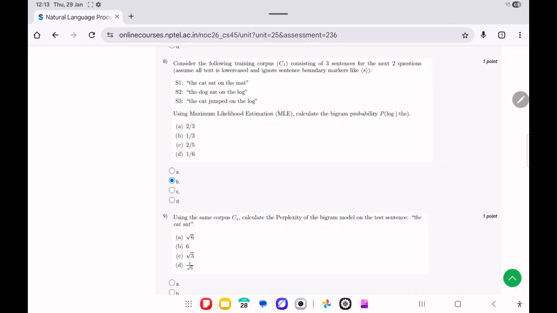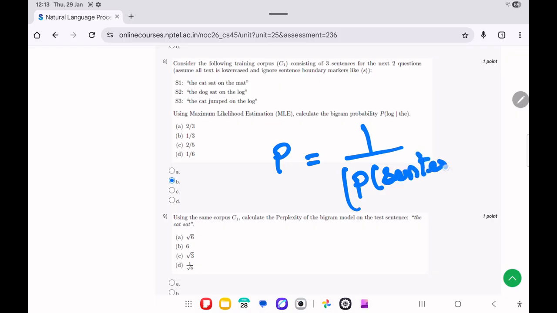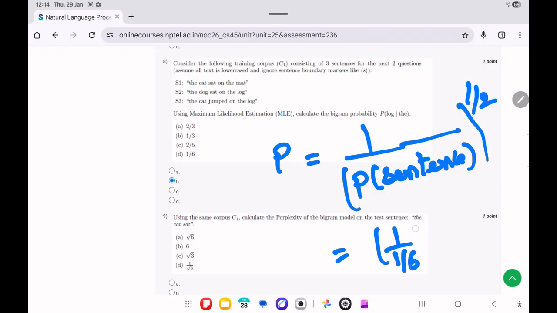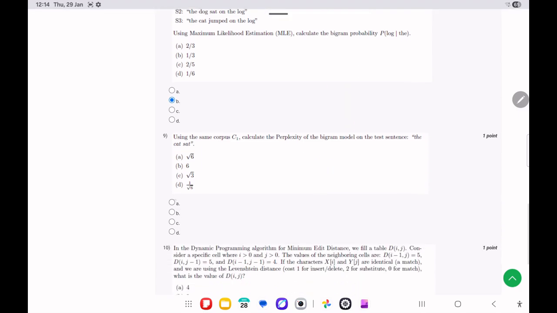If you apply the formula, perplexity is equal to 1 by P of the sentence, whole power 1 by n. Here it is bigram, so it will be 1 by 2. So I will get 1 by 6 whole power 1 by 2, which is nothing but a square root. So the option is A, square root.